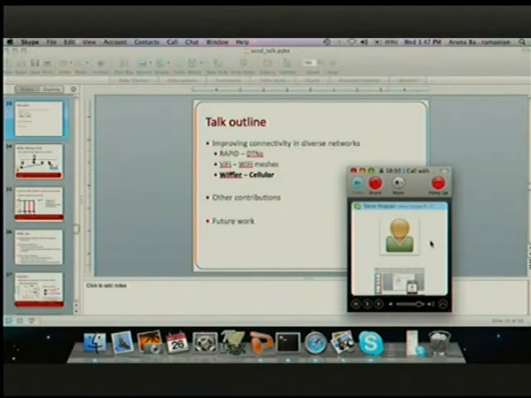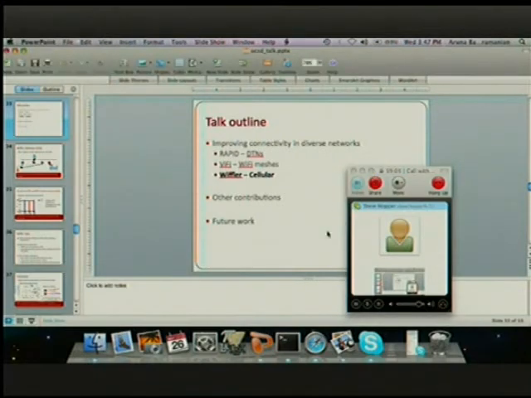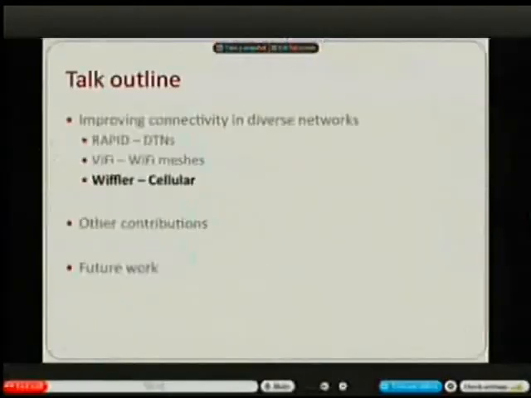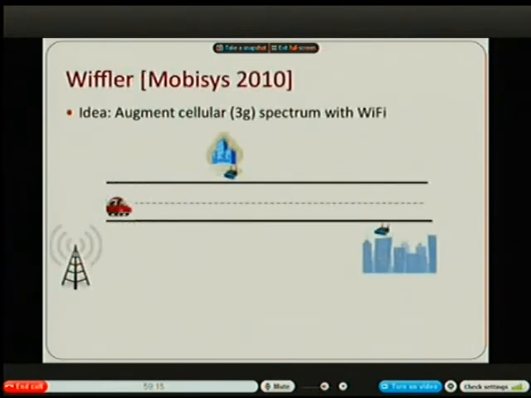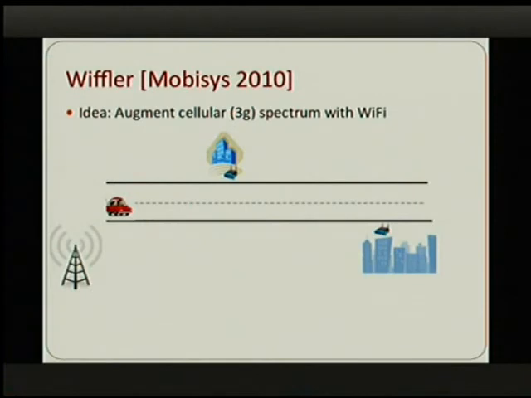Okay, I'll continue. So this is for the cellular networks. I'm actually going to very briefly talk about Wiffler. I'm not going to go into too much detail. So the idea here is, I mentioned the problem before was that cellular networks were overloaded. They had limited spectrum. And we wanted to see if we can somehow augment the spectrum with open Wi-Fi access.